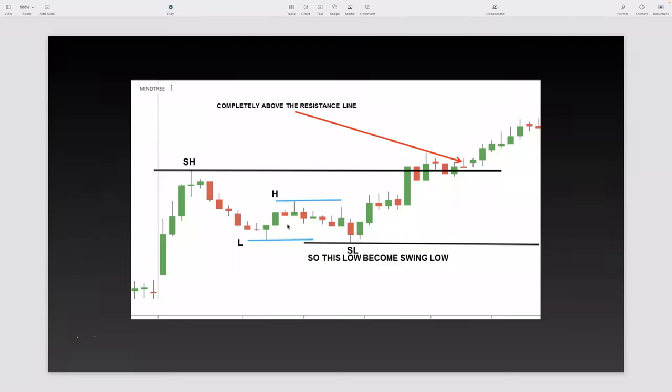So never enter down here when it's basing. When it's forming a base, whether it's distributing or accumulating, do not enter then, right? Because you don't know if it's going to be a drop-base-drop or a drop-base-rally. We don't know if it's going to continue or reverse. Until it breaks out of that base, you don't know what direction it's going to take. You just don't know.